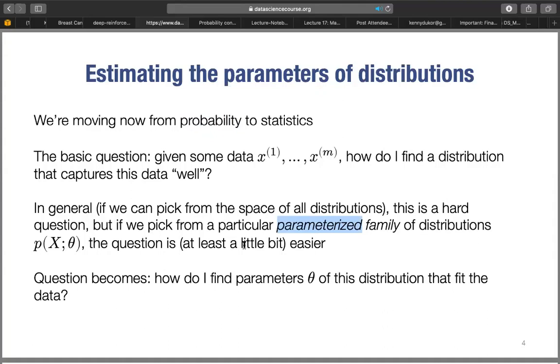The question will be, the question is easier, right? So it's similar to what we've been doing where we have parameters theta, right?